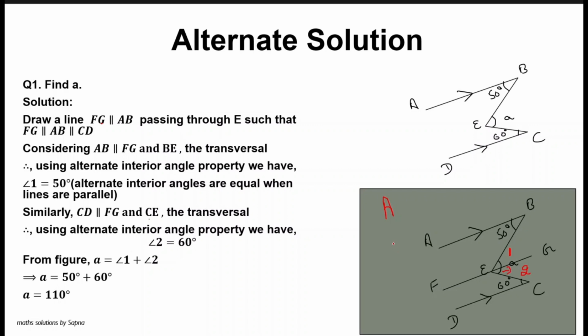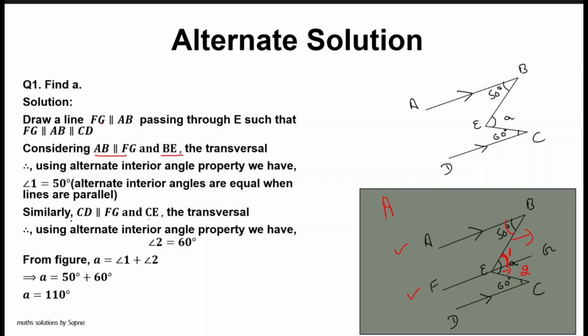Now if I consider the first case, which is AB parallel to FG, I'm just considering these two lines, AB and FG, and the transversal, which is BE. Okay, so if I consider this, AB parallel to FG, please focus on the diagram, and BE the transversal. If I consider only this much of the diagram, it's clearly visible that your 50 degrees and your angle 1, this one, they are alternate interior angles, right?